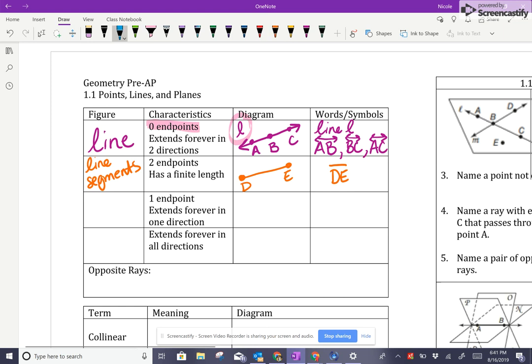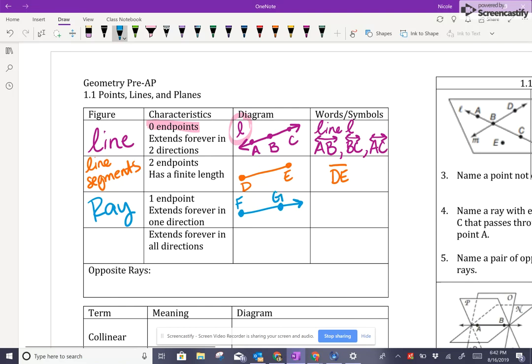Now the combination between these two things is called a ray. And again, some of these things you may have heard in middle school, perhaps. So some of this might be a refresher and some of this might be new. A ray has 1 endpoint, so 1 stopping point, and then it has a line that continues on with an arrow in the opposite direction. So we may have points F and a point over here G.